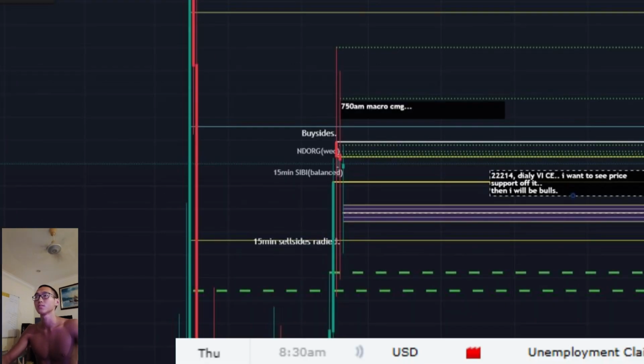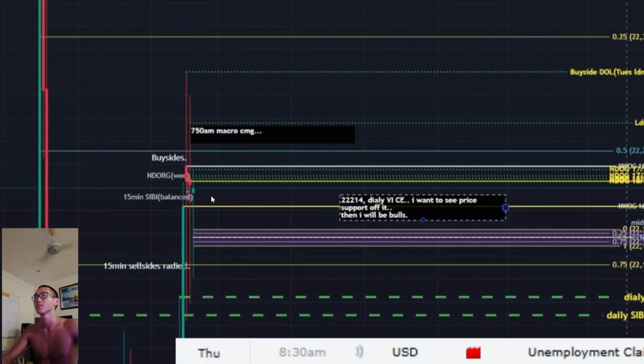Just zoom in a little bit. Daily VI right here, these two separation. Because I was bullish, I was looking for price to move higher. But it was a down day with hindsight, and I was expecting something wrong. I'll say why, because you can see this.